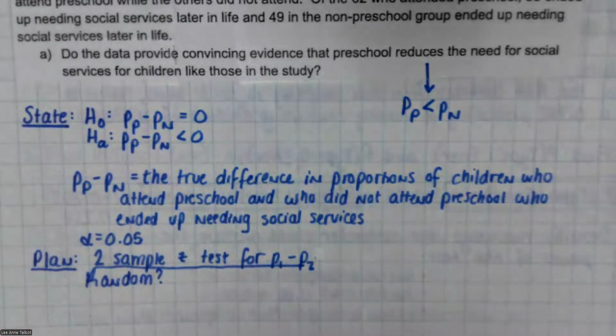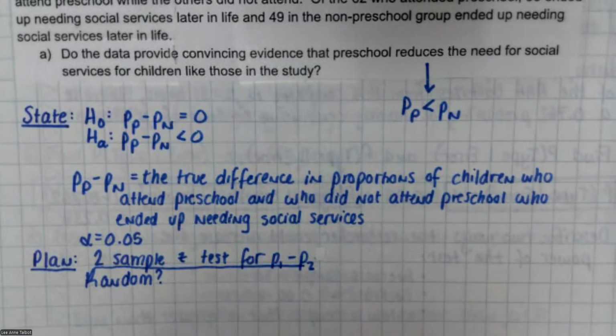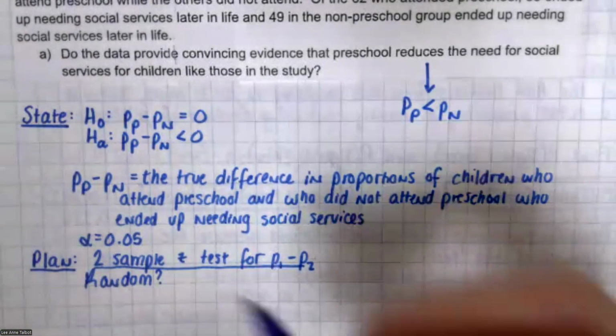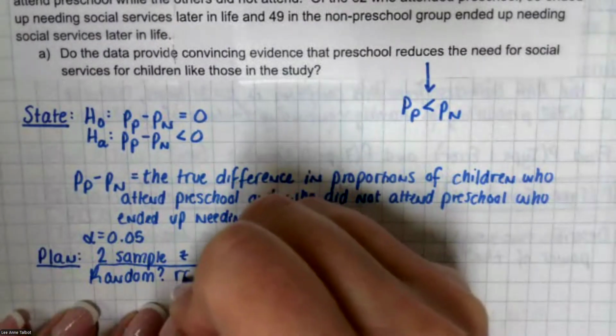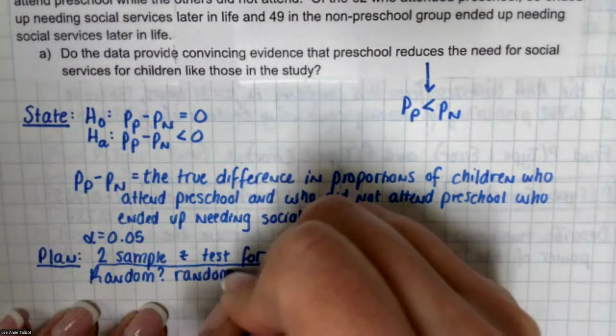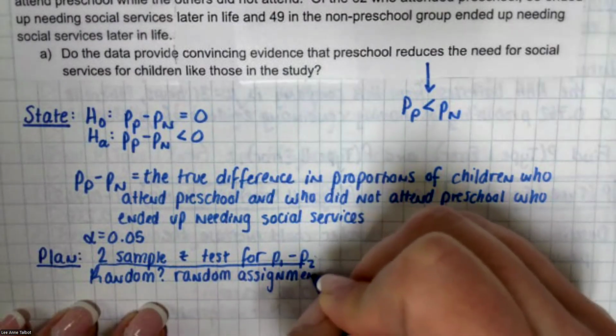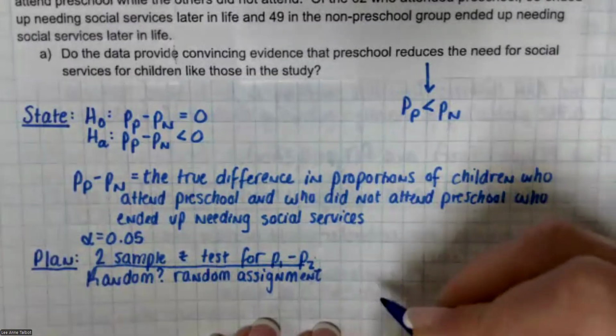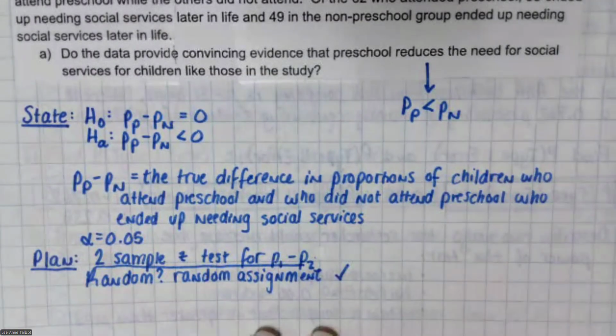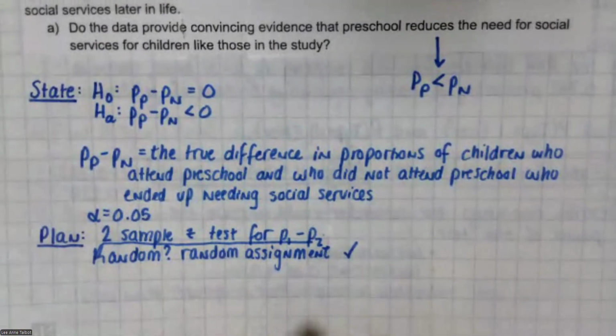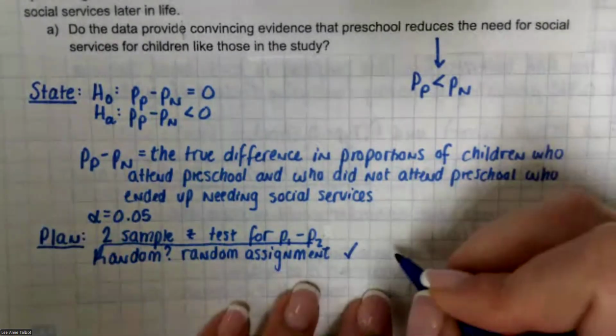Random. What kind of randomness do we have here? Random assignment. What does that mean? It means it's an experiment. Oh, it says it's an experiment, the problem. But anyway, it's an experiment. So what do we get to skip?